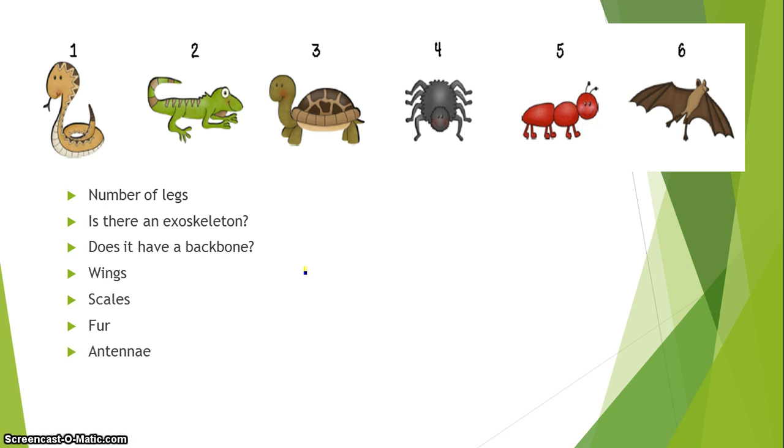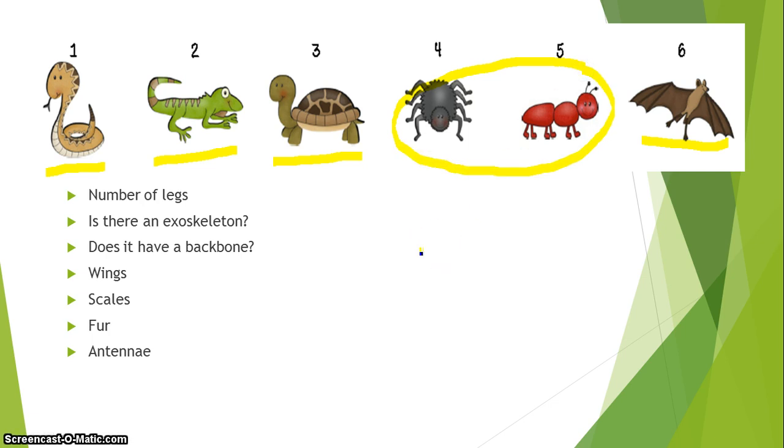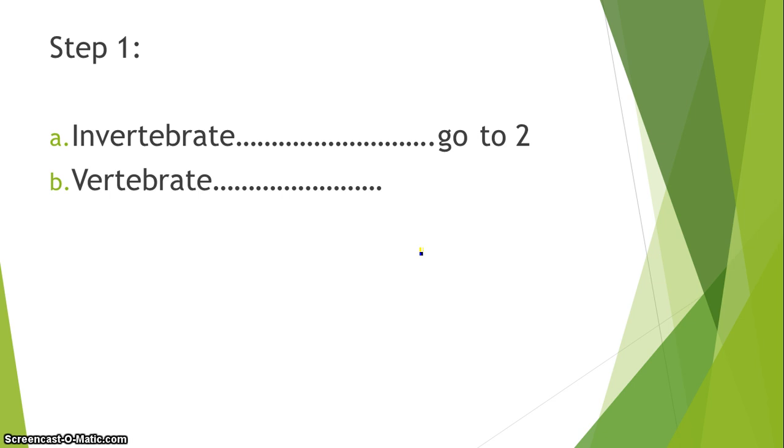Once you have written down as many of the observable traits as you can for each of these organisms, you need to pick one of the traits to be able to divide the group into 2 smaller groups. I'm going to pick the trait of whether it is an invertebrate or a vertebrate animal. These animals, the snake, the lizard, the tortoise, and the bat, are all vertebrate animals. These 2, the spider and the ant, are invertebrates. I can write these 2 options down in step 1 of my dichotomous key. Is the animal an invertebrate, or is it a vertebrate?